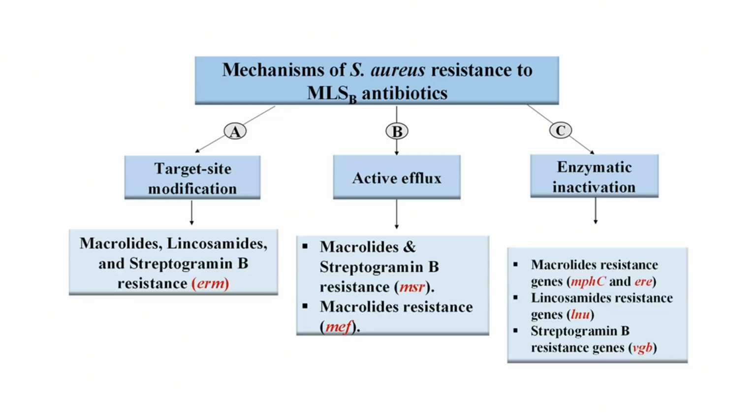If we dive deeper, there are three main mechanisms. First one is target site modification, that is, ribosomal RNA methylation. Genes encode a methylase enzyme, which attaches one or two methyl groups to adenine residues in 23S ribosomal RNA, lowering the affinity of the ribosomal subunits to MLSB antibiotics.